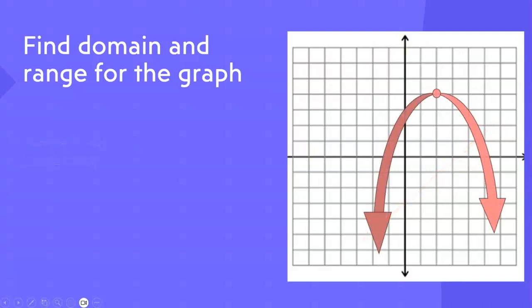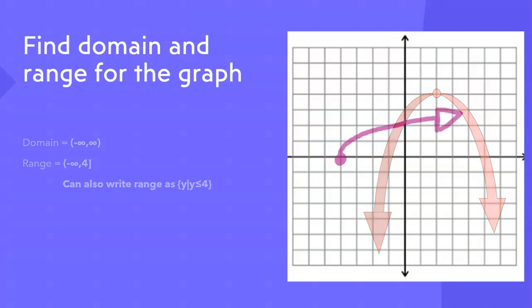For this graph, your domain would be negative infinity to positive infinity. It includes all x values. Your range is negative infinity to positive 4 with a bracket because it includes positive 4. You could also rewrite it as y such that y is less than or equal to positive 4.